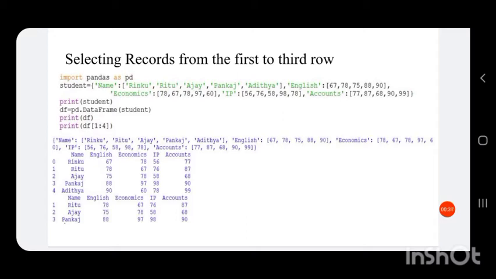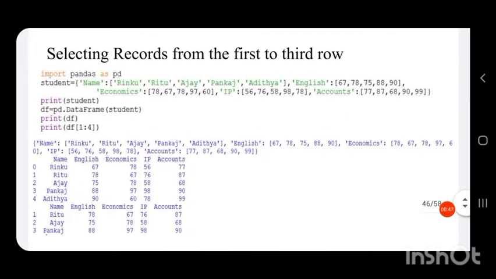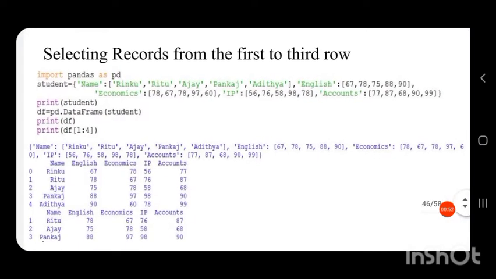Let us consider the first program, selecting records from the first to third row. We have to import our pandas library, import pandas as pd. Then we have a dictionary containing different series. We have a dictionary student. Student is equal to, it is a dictionary, so it will open with a curly brace.